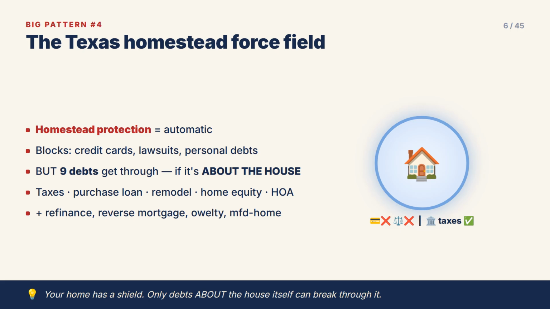Here's the pattern that covers all 9. If the debt is about the property itself, it gets through. Property taxes, the loan that bought the house. The contractor who remodeled it, a home equity loan. The HOA, refinances, reverse mortgages, old liens from divorce or death, and converted manufactured home liens. So when a question asks which debt can foreclose on the homestead, ask yourself, is this debt about the house? If yes, it wins. If it's just general money trouble, the force field holds.